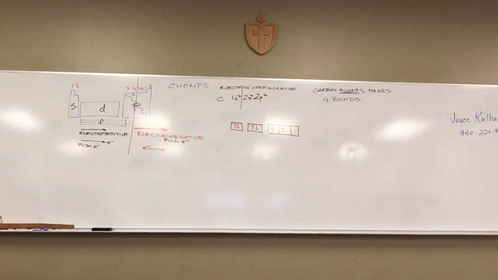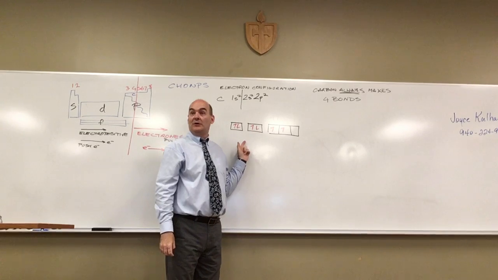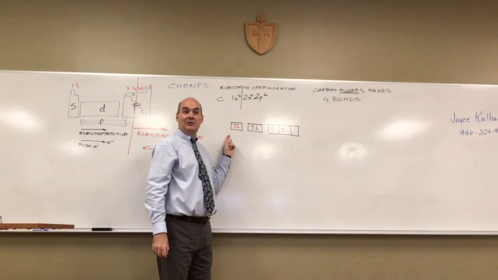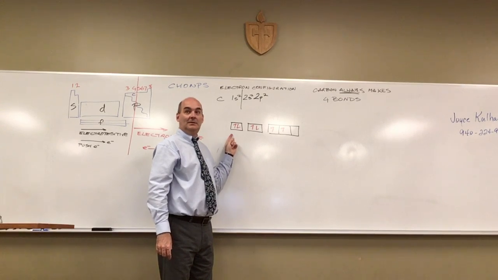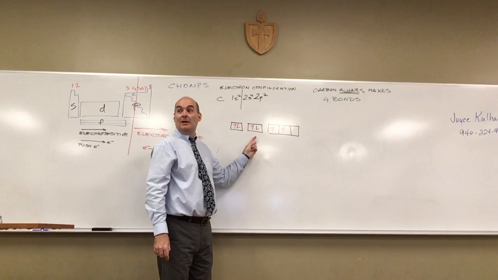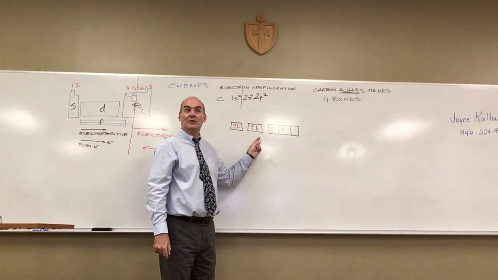Now, cast your mind way, way back to the very beginning of general chemistry, where you're told, here's a molecule. It's got two types of electrons. These are paired electrons. What do we call paired electrons? Non-bonding pairs of electrons. These are non-bonding. The unpaired electrons are bonding electrons.